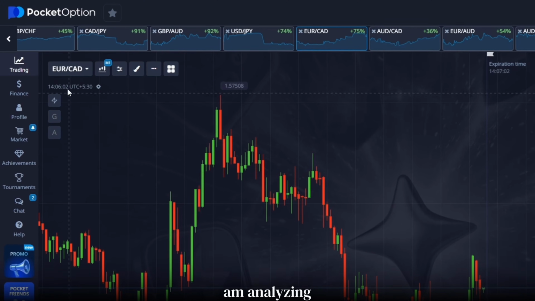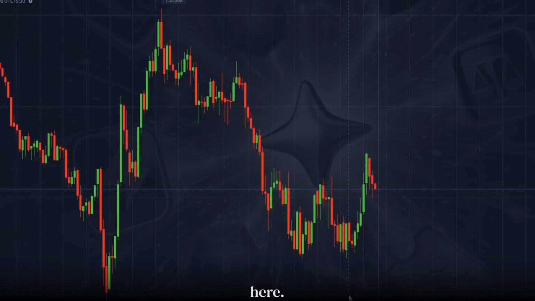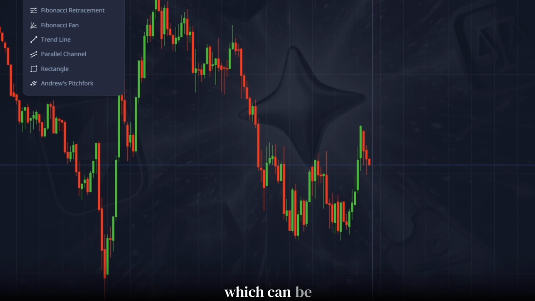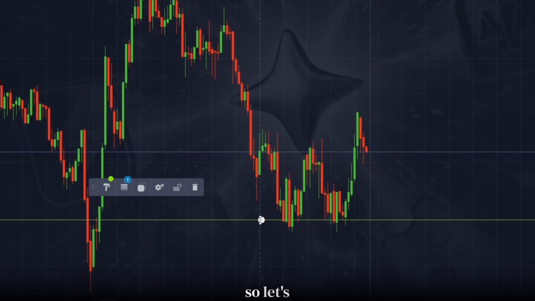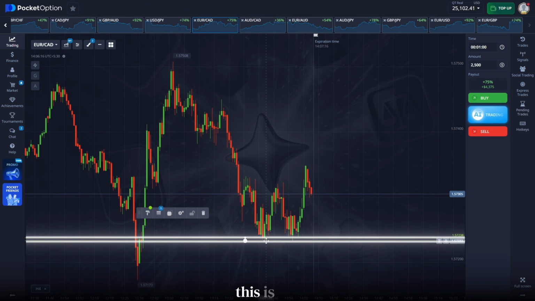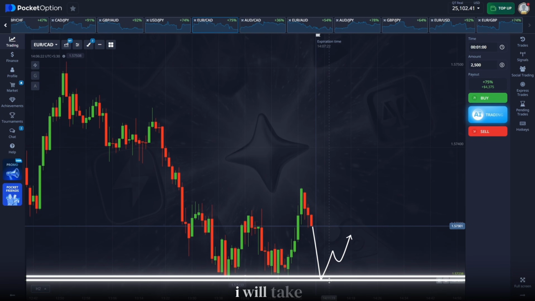Right now I am analyzing the Euro-CAD chart and I have a clear trading opportunity here. You can see that price recently formed this support zone which can be used for a reversal trade. So let's first mark this zone. This is the support zone that I will use for my reversal trade. If price falls and retests this zone, I will take the reversal trade.